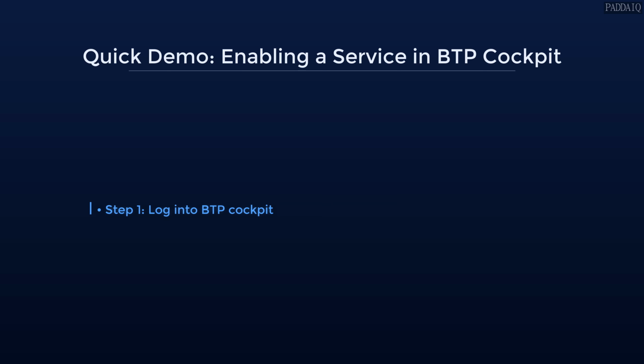Step 1. Log into BTP cockpit. This means accessing the central web-based administration tool for SAP Business Technology Platform. For example, an administrator logs in to manage cloud applications for their company, similar to accessing a company email portal. This initial login is your secure entry point to begin managing all your platform services.